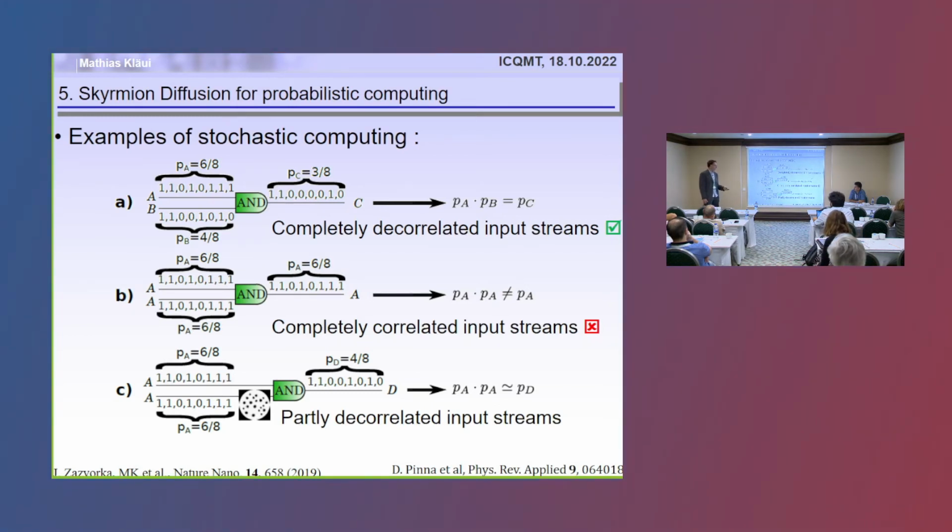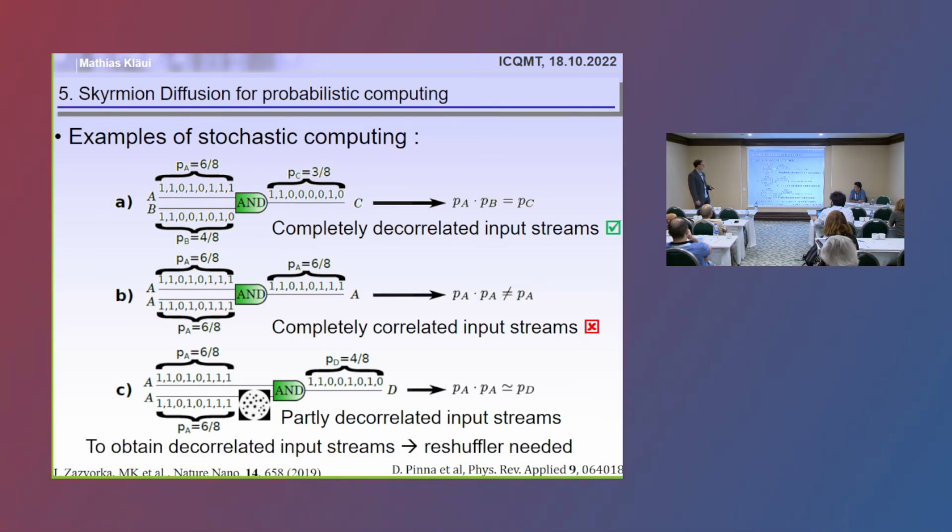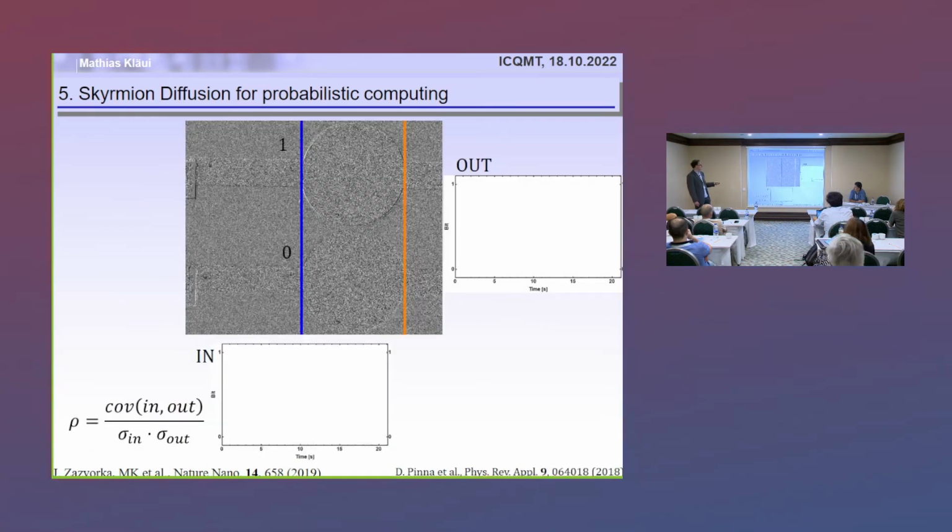And that's where we set in. We need a way to reshuffle the order of the ones and zeros while keeping the number of ones and zeros constant. Okay, and this is what we built. We built a reshuffler made of two chambers. Up here is a 1, down here is a 0.